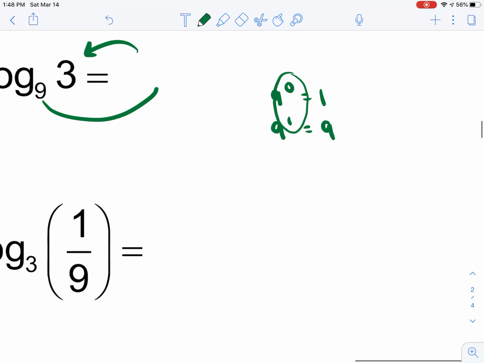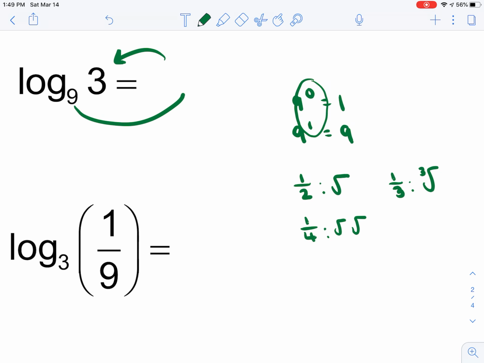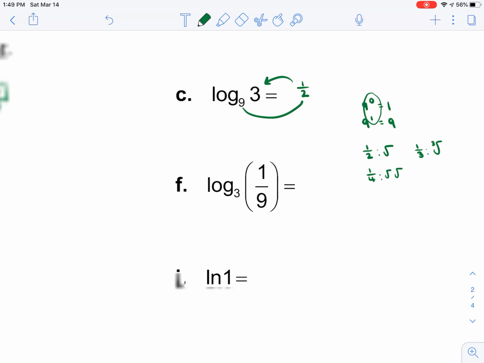Well, remember that anything to the 1/2 power is the square root. Anything to the 1/3 power is the cube root. And anything to the 1/4 power is the square root twice. So with that being said, what do I want to do to 9 to get 3? Well, I want to raise it to the 1/2 power. So note that the square root of 9 is equal to 3.